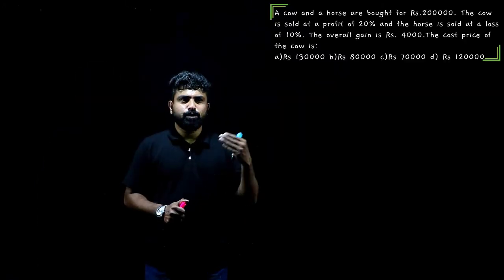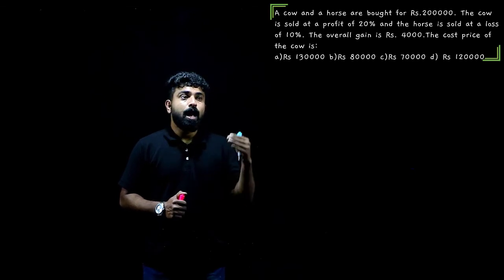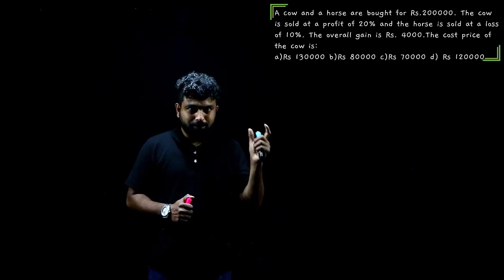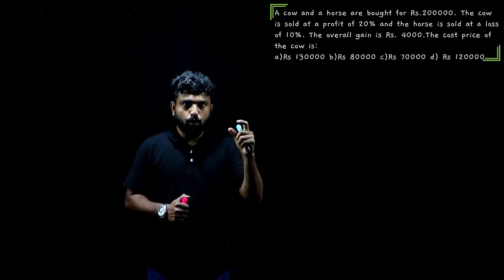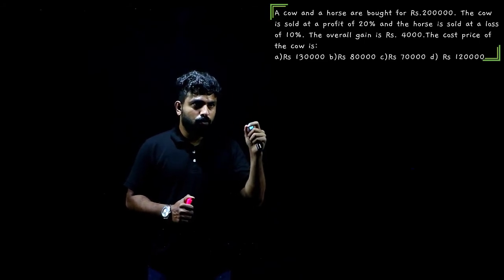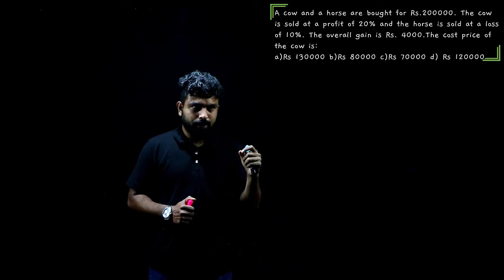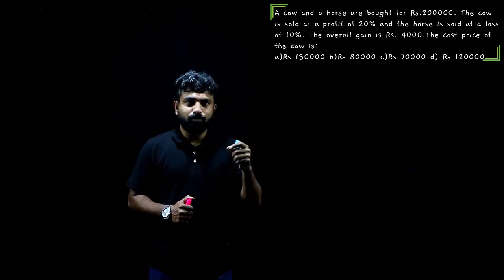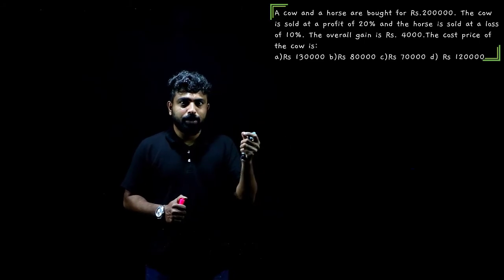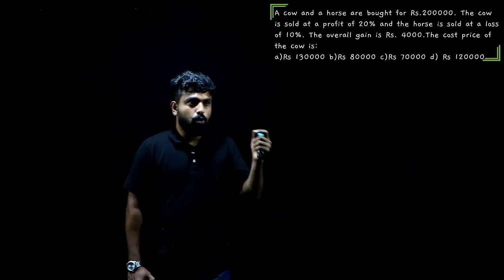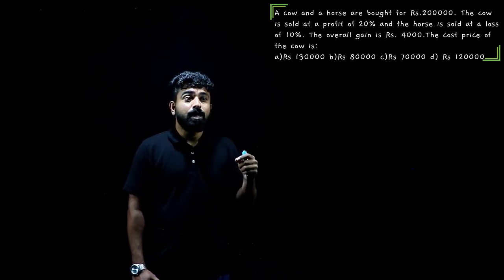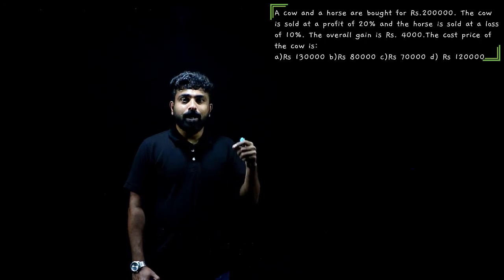Let us move on to our next question here. What does it say? A cow and a horse are bought for 2 lakhs. So the total cost price is 2 lakhs, not the cost price of the cow or the horse. The total cost price here is 2 lakhs. The cow is sold at a profit of 20% and the horse is sold at a loss of 10%. The loss of 10% on horse and 20% profit on cow. So the overall gain is 4000. They have given us the overall gain, which is 4000. The cost price of the cow is what they are asking us.